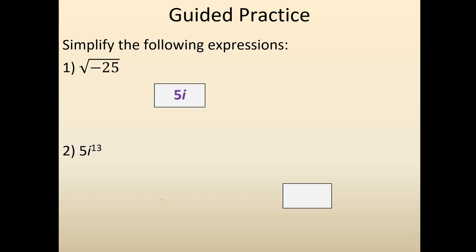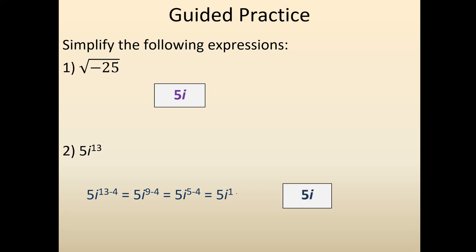Easy peasy. Now, for number 2, I'm going to show, again, how you do it the long way, the by-hand way. But you could have also used the calculator for this. So i to the 13th is 13 minus 4. Subtract 4, I get 9. 9 minus 4 gets me 5. 5 minus 4 gets me 1. So pretty much this can be rewritten as i to the first, which means that my answer is 5i.